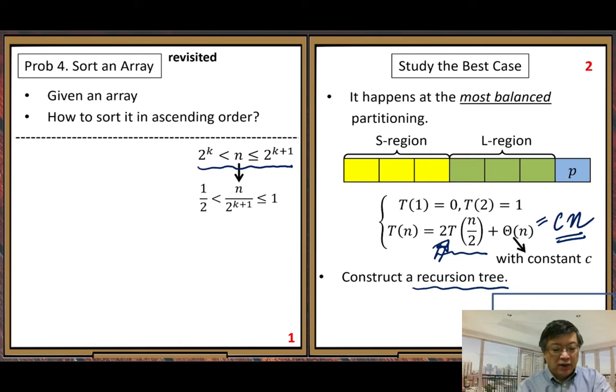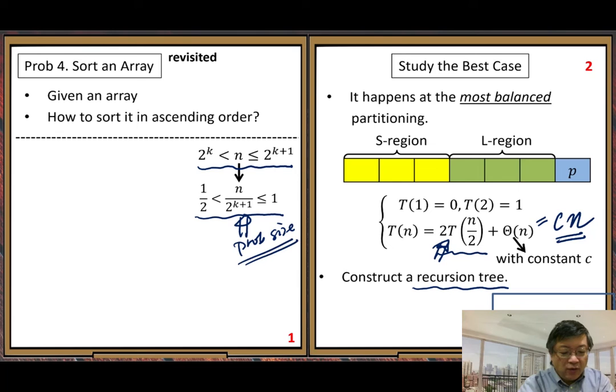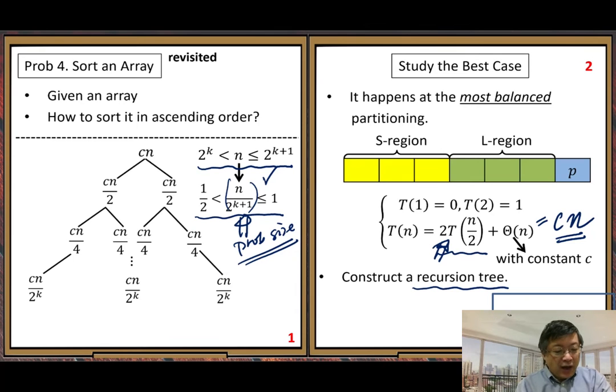All right. So this typically gives us the problem size. You can see when the problem size, in this fraction, finally becomes less than or equal to 1, we have to stop, right? We have to stop. All right. So now we are ready to draw the recursion tree.